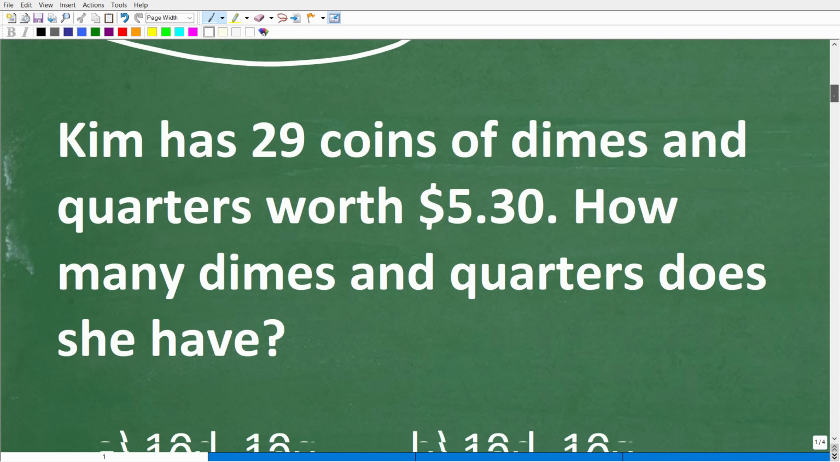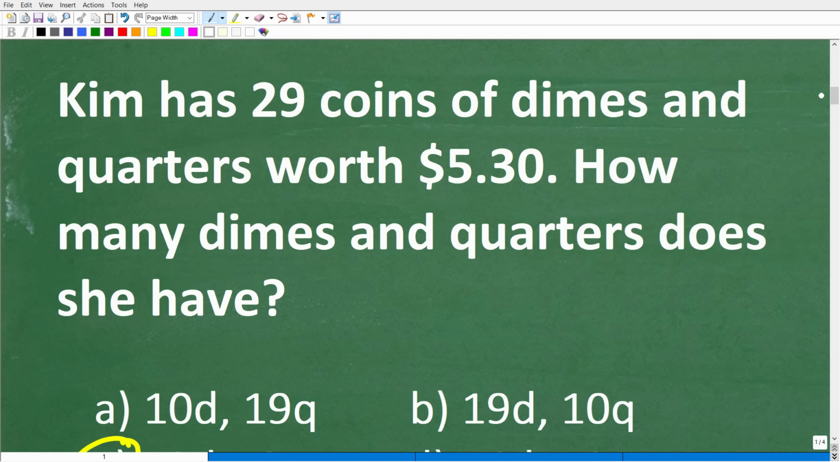Okay, so again, here is our problem. Now, obviously, if you're not familiar with the U.S. currency, this is going to be confusing. So I'll explain this in just 1 second. But first, let's just recognize that we do have a multiple choice math word problem. So that means that we can use the answers potentially to help us figure out what the correct solution is. Now, in this case, Kim has 29 total coins made up of dimes and quarters. Now, the value of all these coins is $5.30.